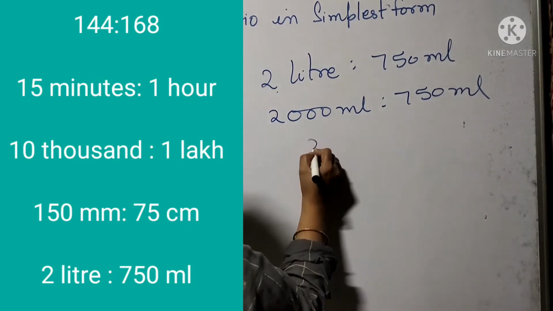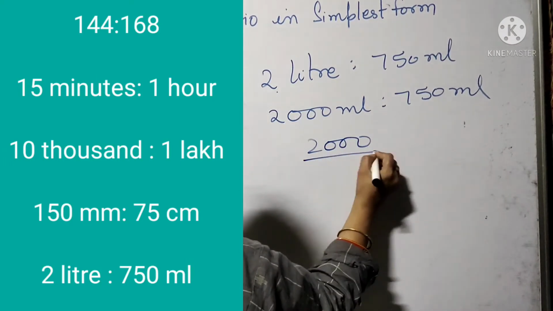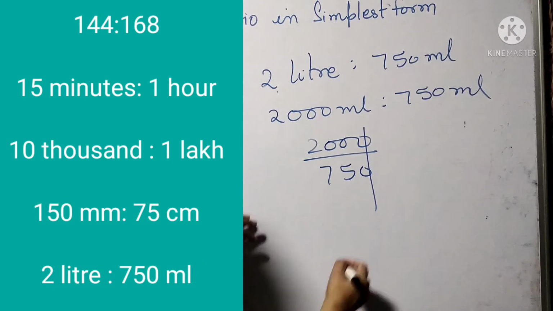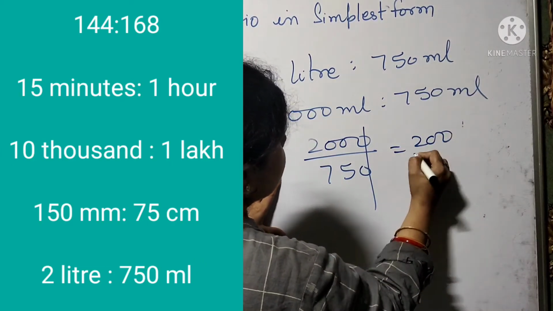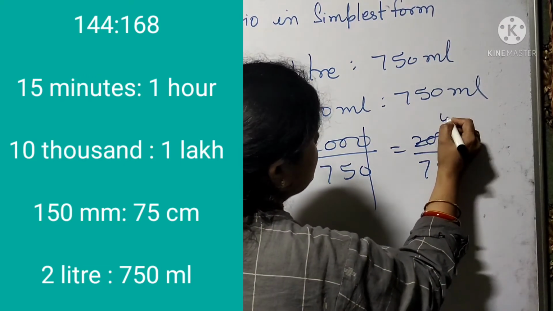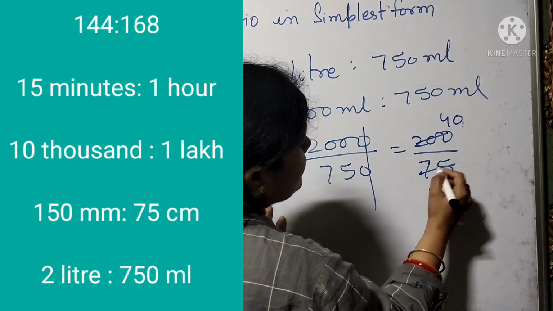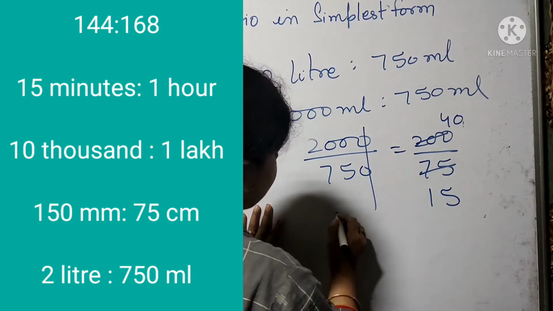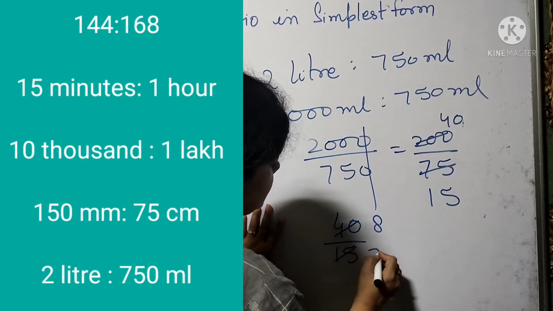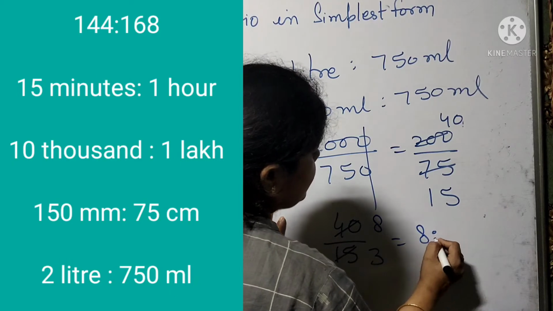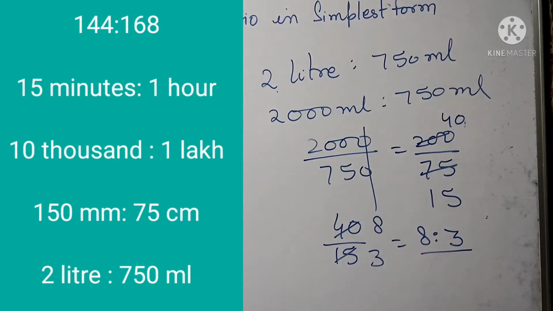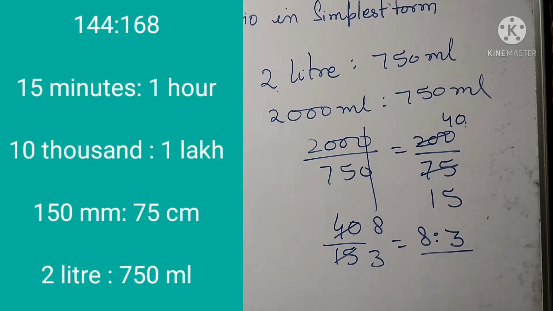So when we simplify, we get 2000 over 750. Now this 0 gets cancelled. We are left with 200 over 75. Now divide it by 5. 5 4s are 20, 0. 5 1s are 5, 2, 7, 5 5s are 25. That means 40 upon 15. 5 8s are 40, 5 3s are 15. And the ratio we get is 8 is to 3. So in this way, we write the ratios in the simplest form.